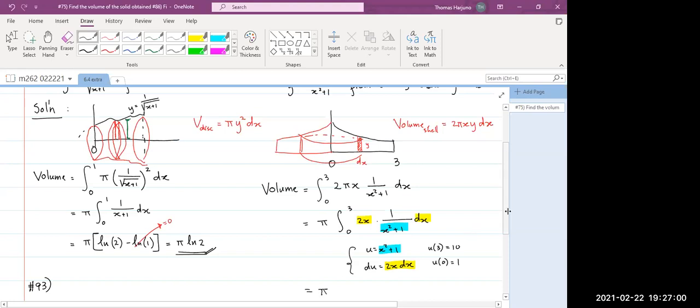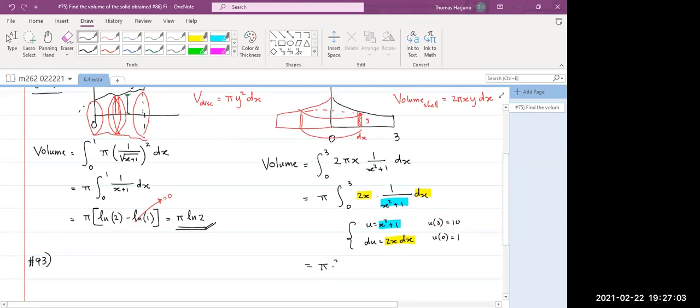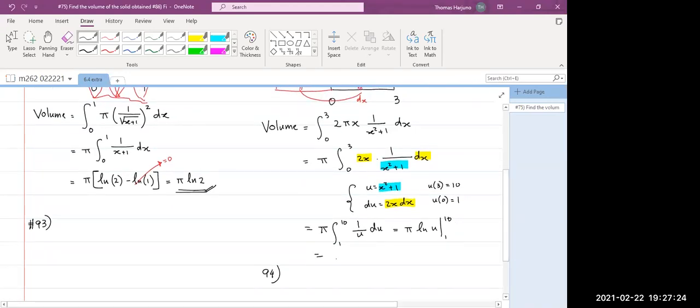So this is pi times the integral from 1 to 10 of 1 over u du. That's pi ln u from 1 to 10, which is pi times ln 10 minus ln 1. But ln 1 is 0, so that's pi ln 10. It's about the setup, though.